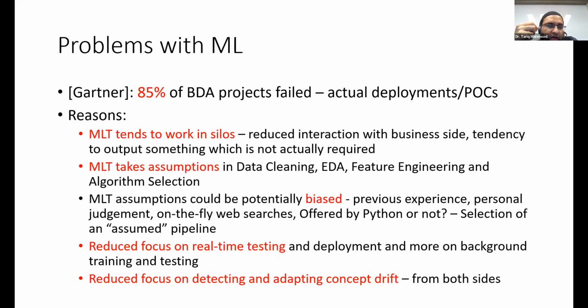while cleaning the data, while building the statistical profiles in the exploratory data analysis, while doing feature engineering, and while doing algorithm selection, for example. So they rely mostly, this could be biased, because they rely mostly on their previous experience, a personal judgment about what they think is right.